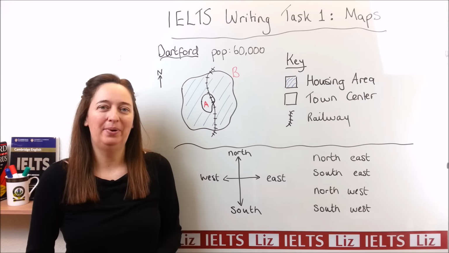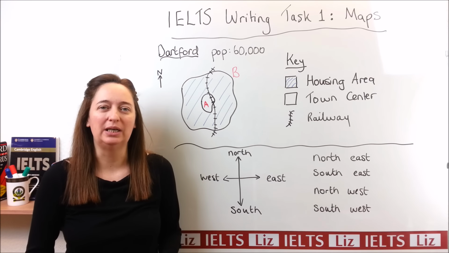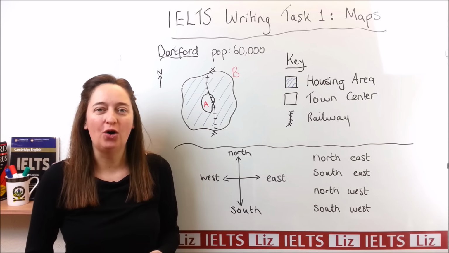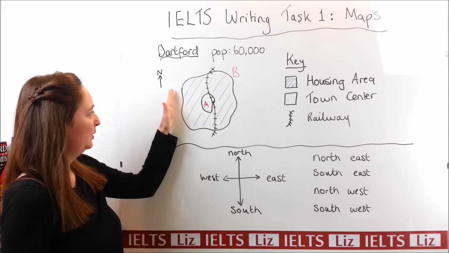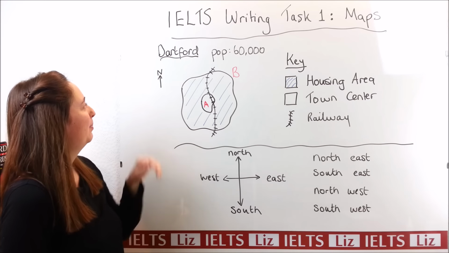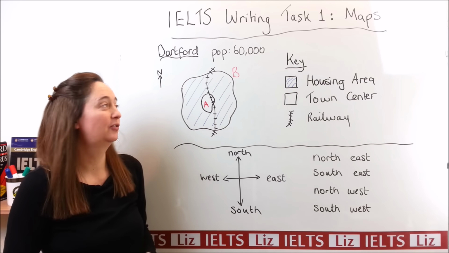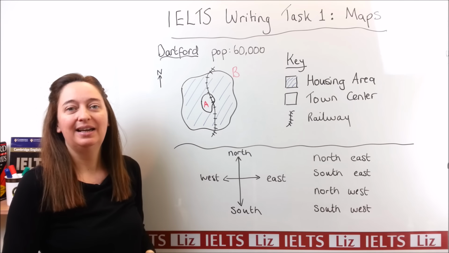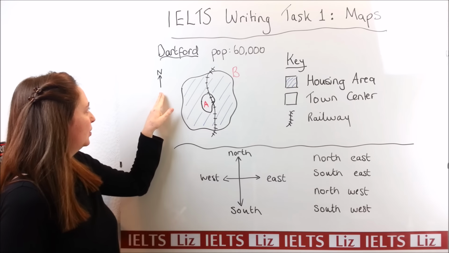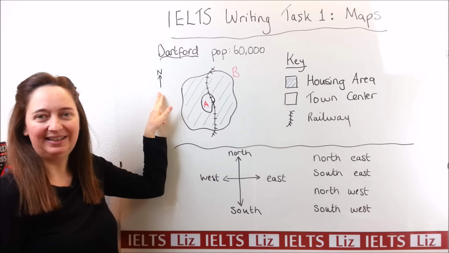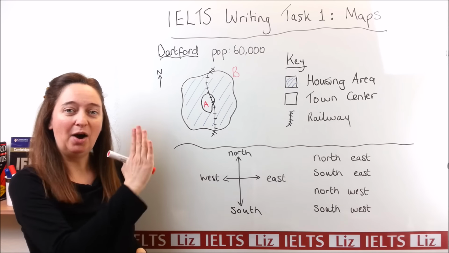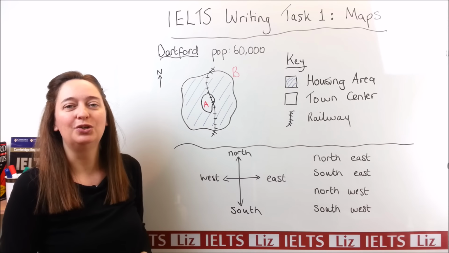When you get a map in IELTS Writing Task 1, you need to describe the location of things on the map. Now you can see we have a map here, and it's a map of a town called Dartford. And there are two places on the map, there's A and B. And you can also see we have a little symbol here. And that's a symbol to tell us that directly up, vertically, is north.